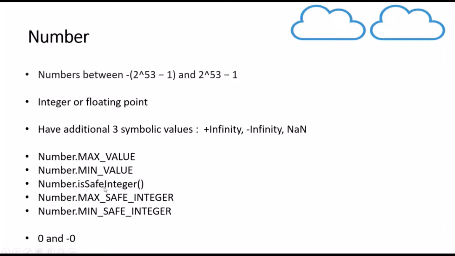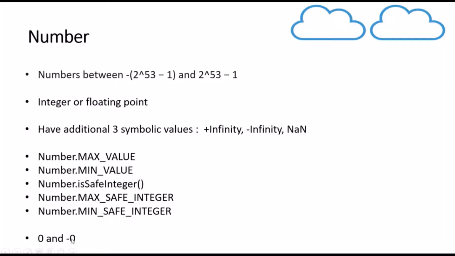Then we have Number.isSafeInteger, Number.MAX_SAFE_INTEGER and Number.MIN_SAFE_INTEGER. These two represent the maximum safest as well as minimum safest integer under the number data type, which will not cause rounding off in the calculations. The Number.isSafeInteger function determines whether the parameter passed to it is a safe integer or not, that is, whether it is in the range of max safe and min safe integer.